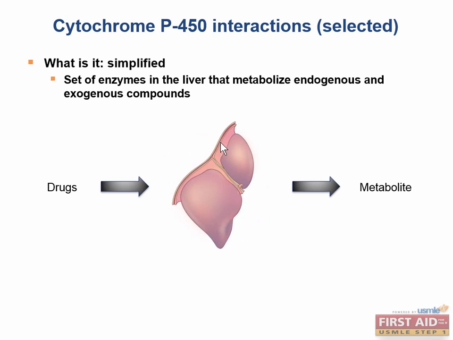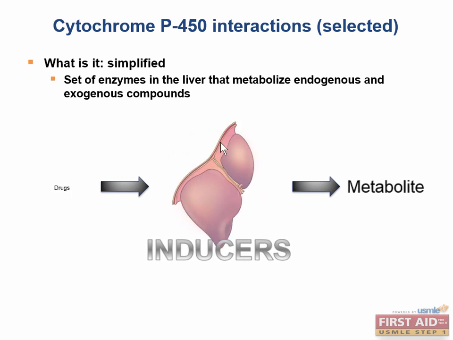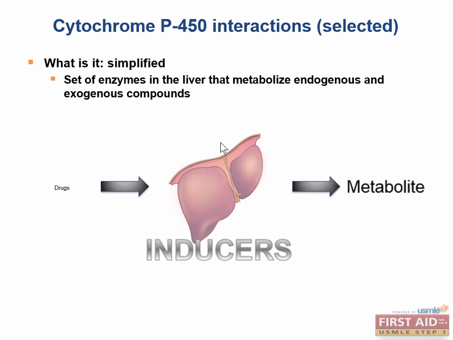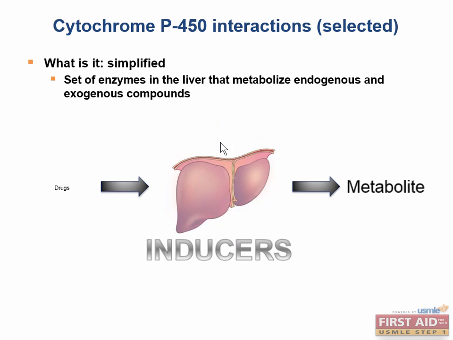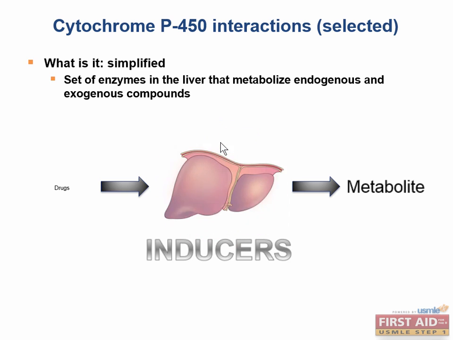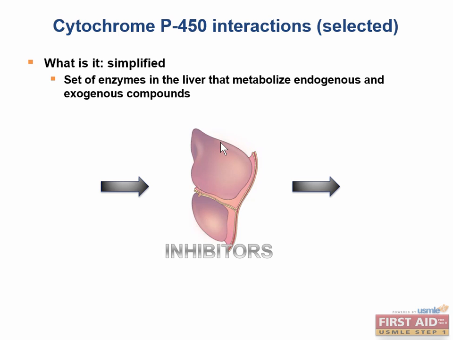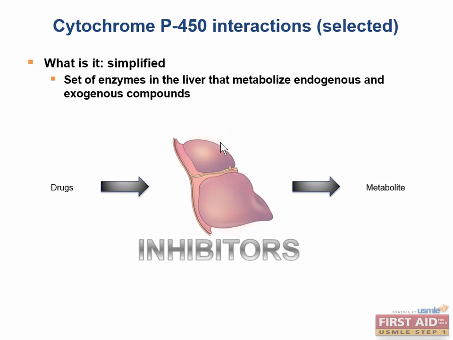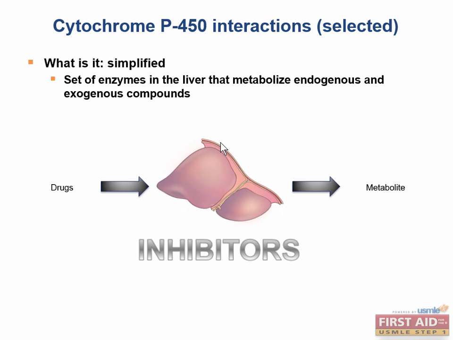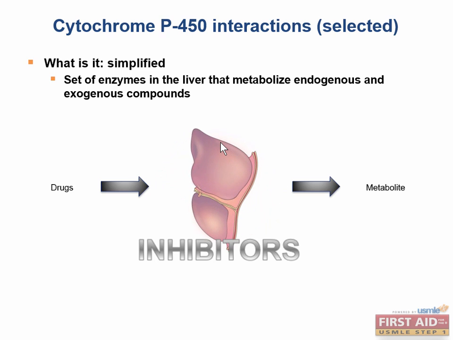So, for example, the inducers will speed up the P450 system. Everything that is metabolized by the P450 system will be affected since the system is ramped up. The inhibitors are going to slow down the P450 system. If an inhibitor slows down this system, the drugs can stay in the system longer, and we're going to have a buildup of drugs within the system. This P450 induction or inhibition is the basis for many clinically important drug-drug interactions.